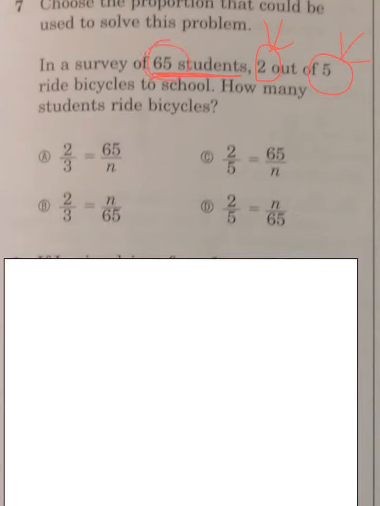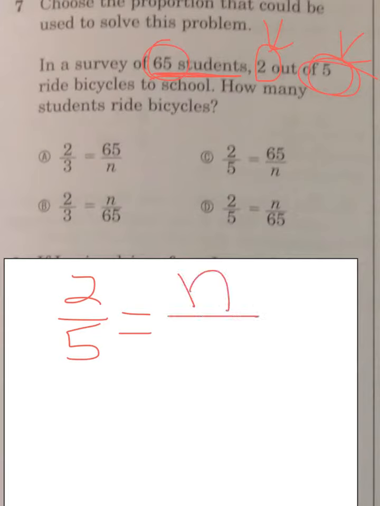And your 65 and your 5 will be on the same level. So we have 2 out of 5 students will equal how many bikes we need to know over the total number of students, which would be 65. Therefore, your correct answer is D.